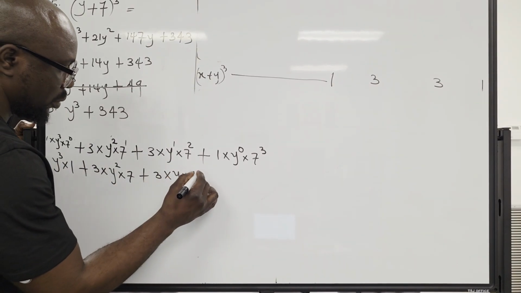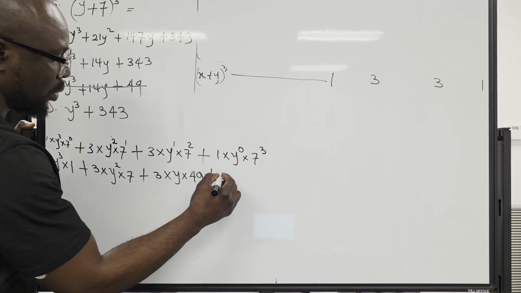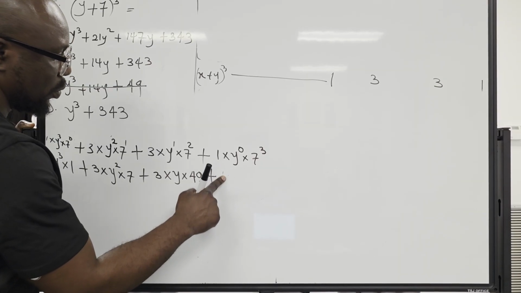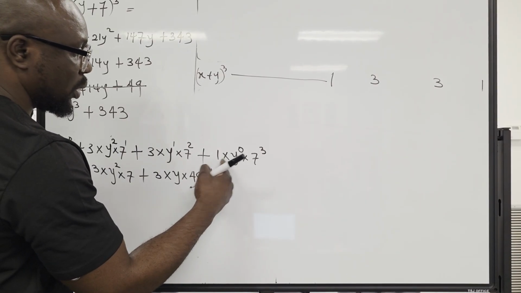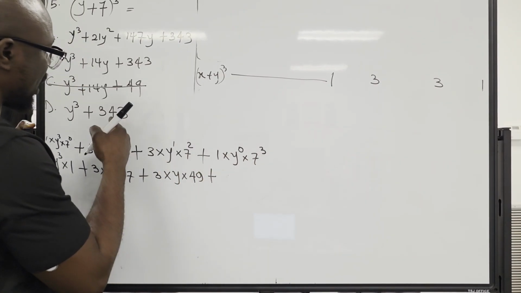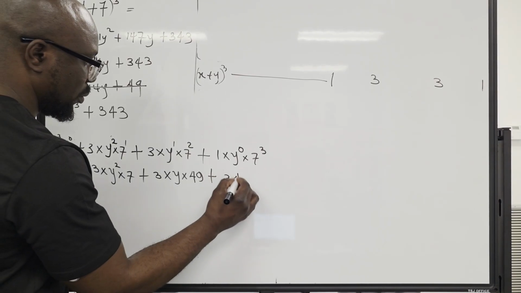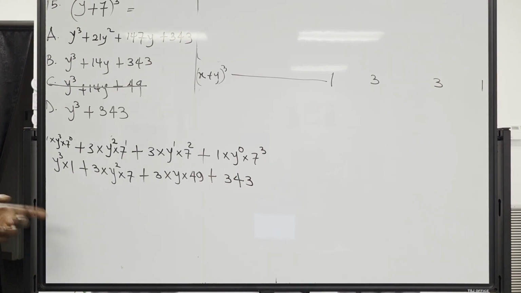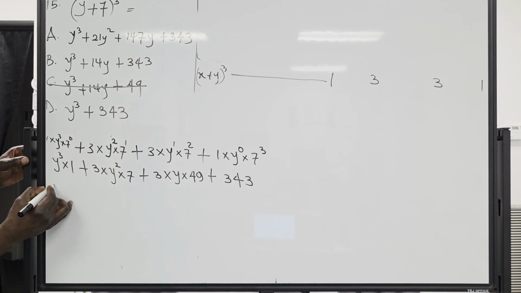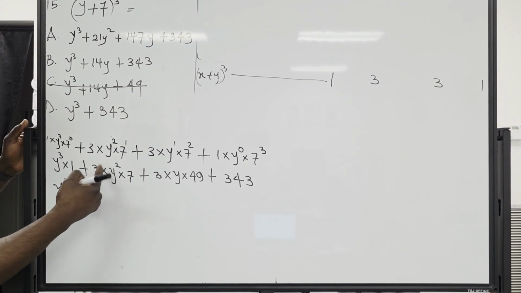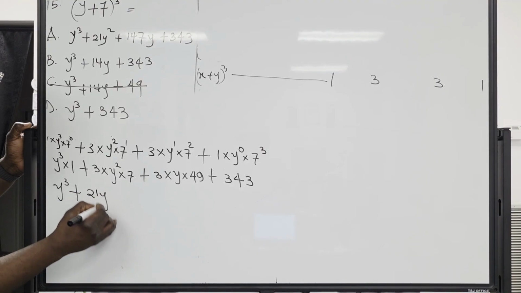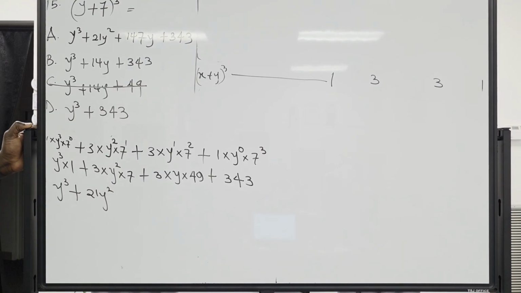Plus 1 times y to the 0 is 1. So 1 times 1 times 7 cubed, and we said that is 343. Honestly, when you get here, you've solved it, because now you can see what this means. So 1 times y cubed is y cubed, plus 3 times 7 is 21, so 21y squared.